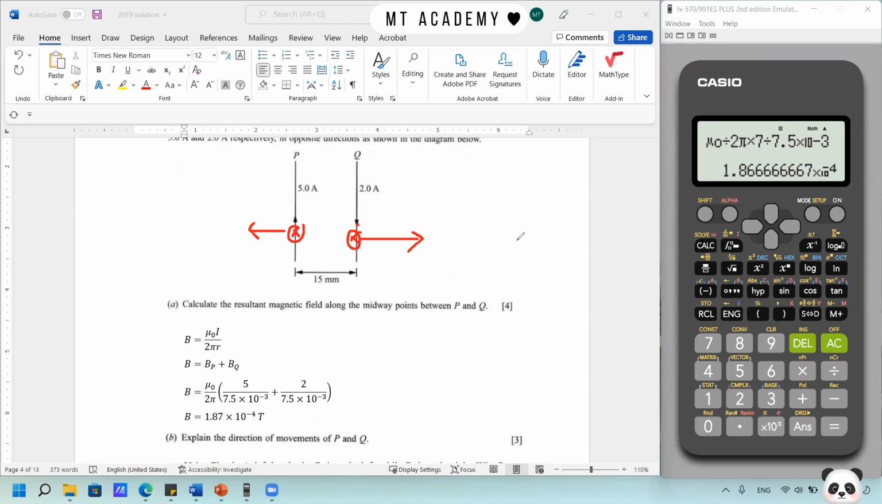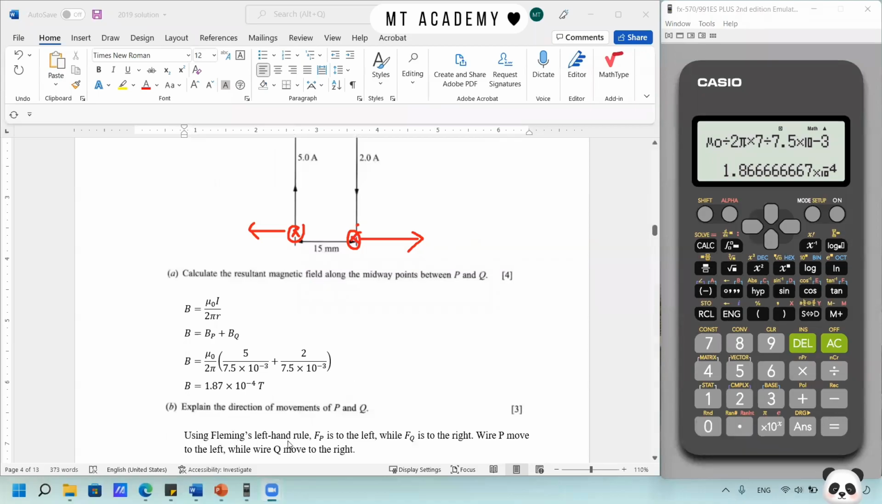You can see that wires with different directions of current flow will experience a repulsion force. That's what we have discussed before. So using the Fleming left-hand rule, the force on P is to the left, while the force on Q is to the right. It is a repulsion force: wire P will move to the left, while wire Q moves to the right. So simple.